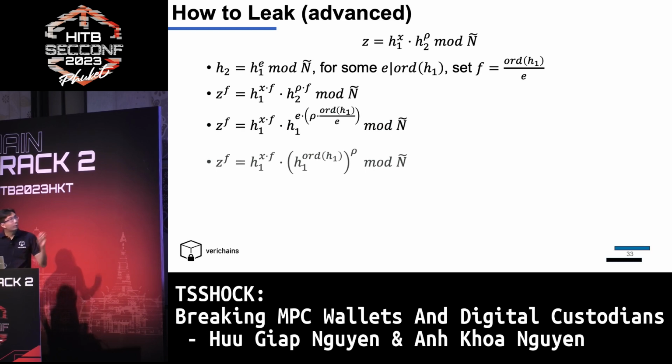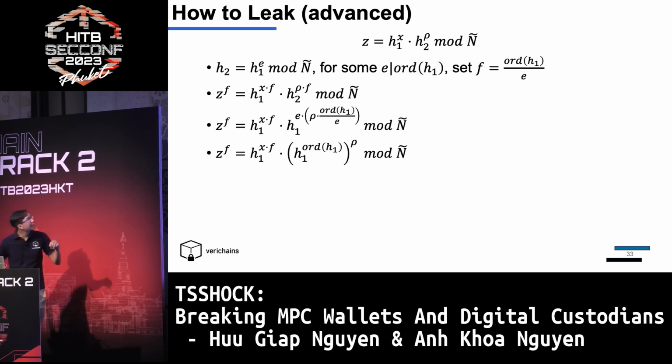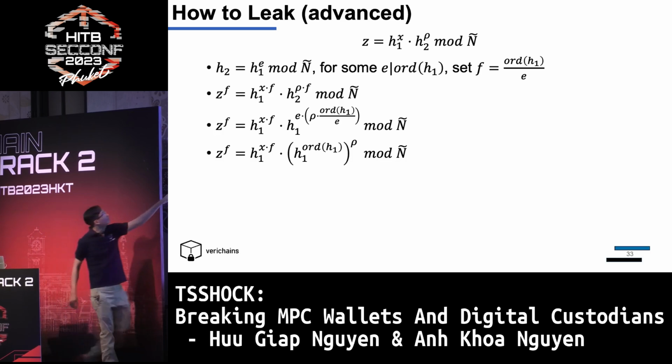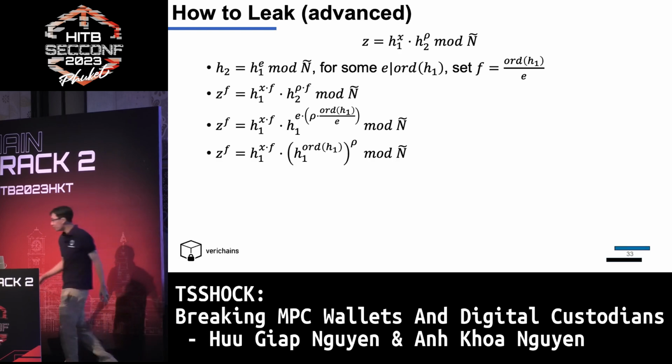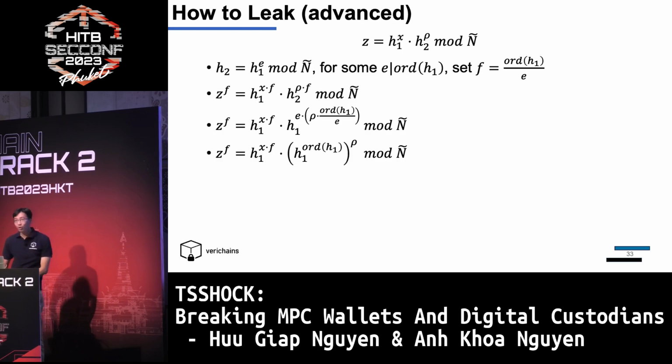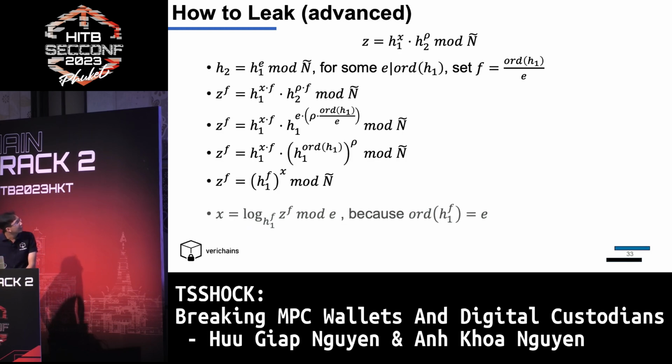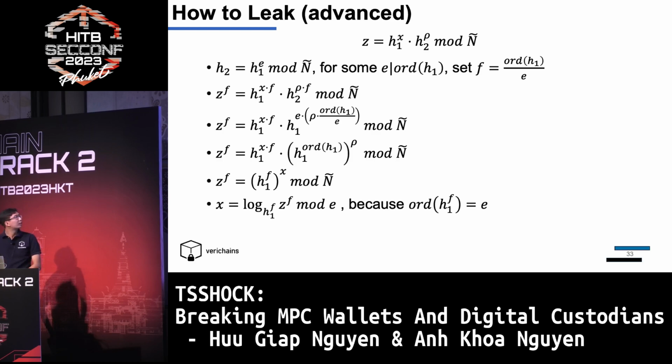And if we expand that, we can see that h1 to the power of e multiplied by rho, that e will be eliminated, and then we'll have h1 to the power of order of h1, to the power of rho. And h1 to the power of the order of h1 is actually equal to 1, because any number to the power of the order of that number will be 1. So we have this left. And if we have this left, we can easily take the log of that.